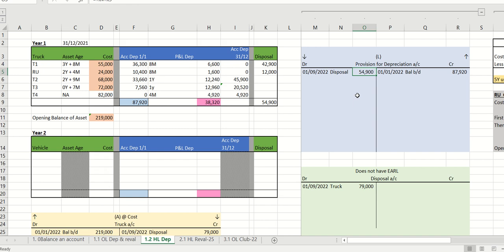All of the depreciation relating to the assets that were sold coming out of the provision account, reducing it by debiting it because it's a liability account, and finishing off your double entry by putting it into the disposal account here.